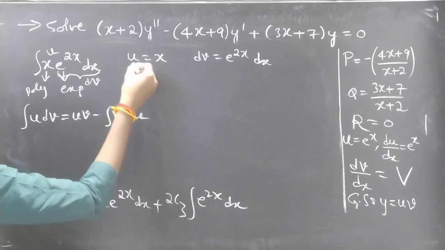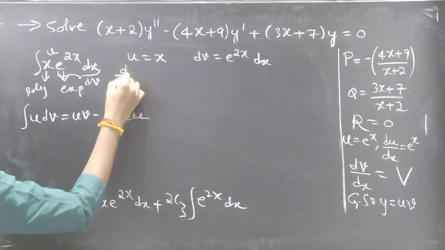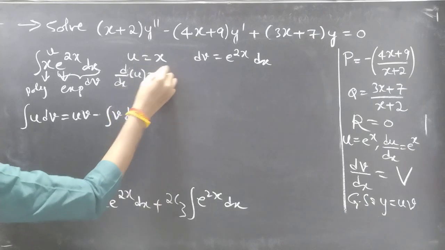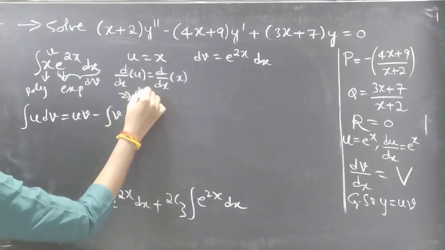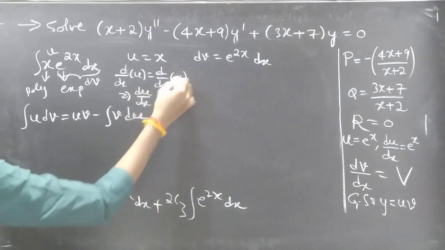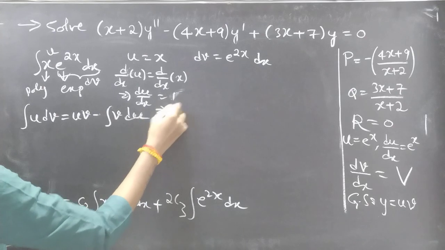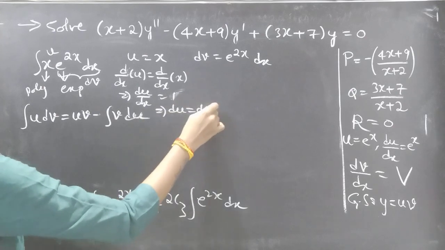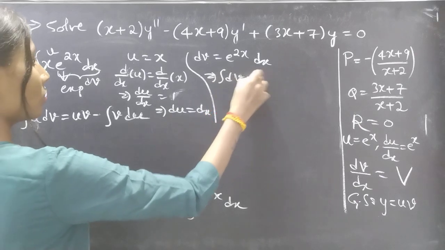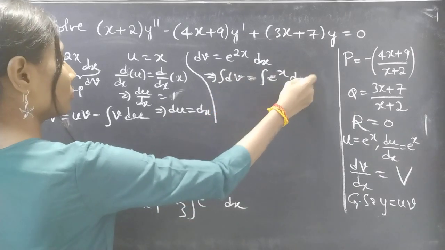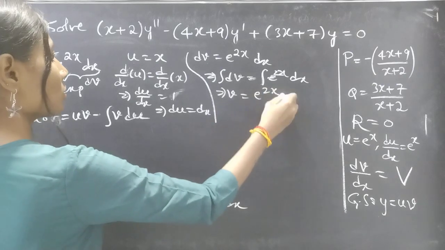Find the derivative of u. Differentiate on both sides with respect to x, we'll get du by dx equal to the derivative of x with respect to x, which is 1, right? From this, we'll get du equal to dx. Now integrate on both sides to find v. We'll get v equal to e power 2x by 2.